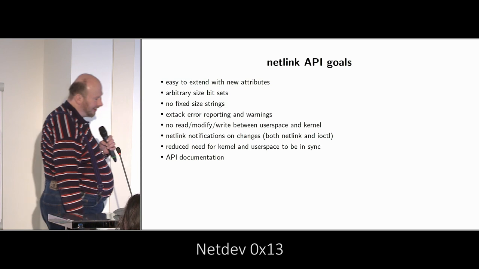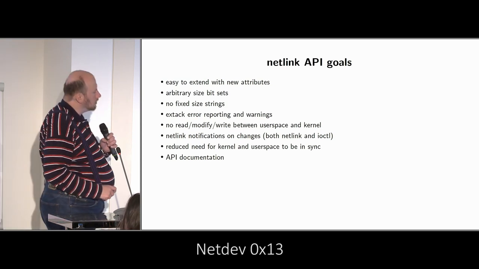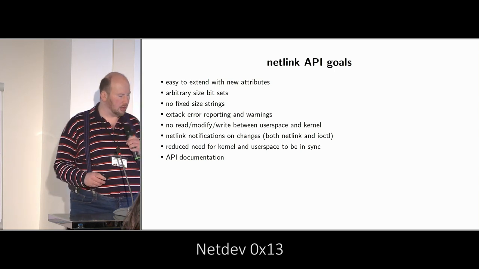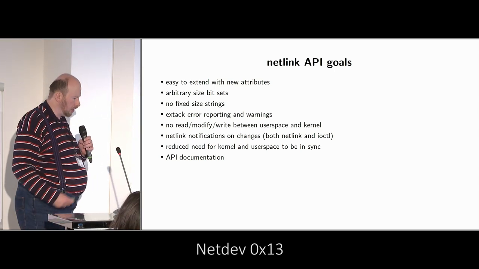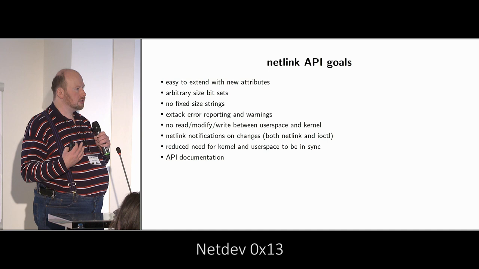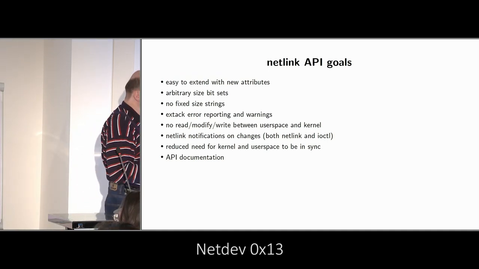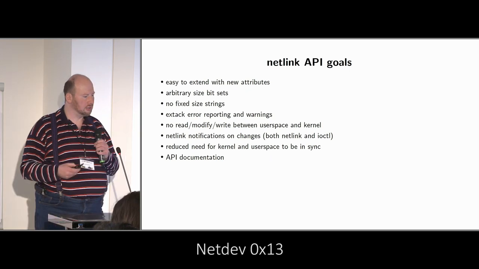So these are the main goals for the new Netlink-based API, and these goals directly correspond to the main problems with this existing ioctl interface.